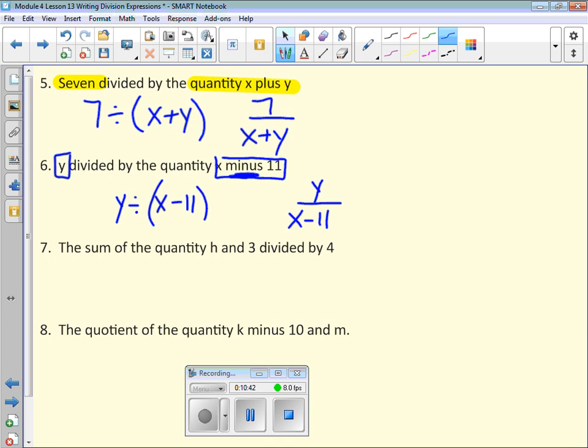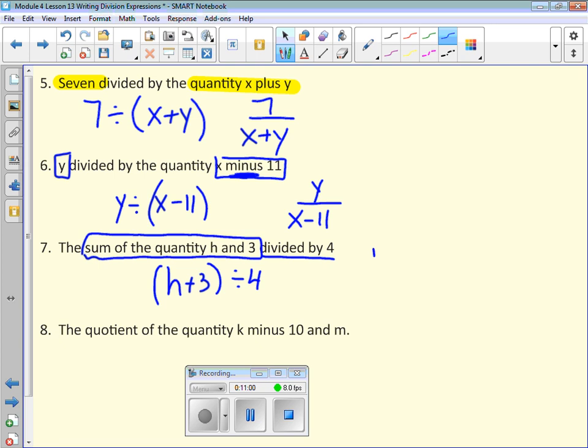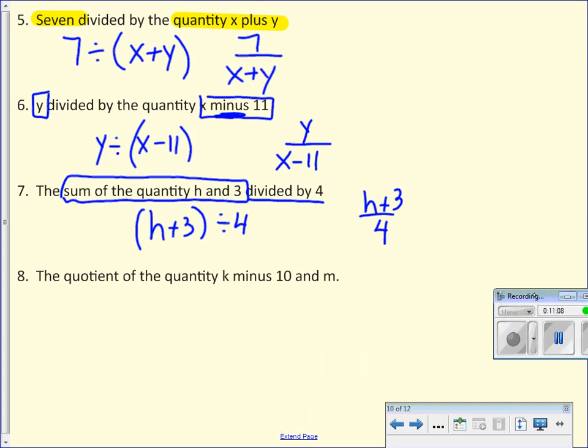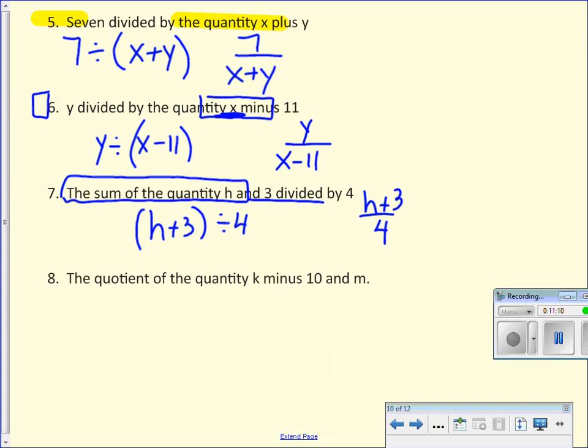The sum of the quantity h and 3 divided by 4. So h plus 3, I need that sum and then divide it by 4. So h plus 3 divided by 4. And then the quotient, so that tells me, you're going to divide.